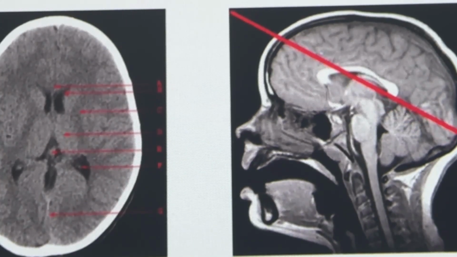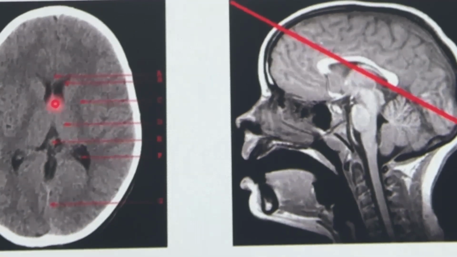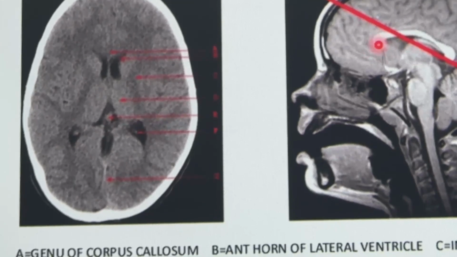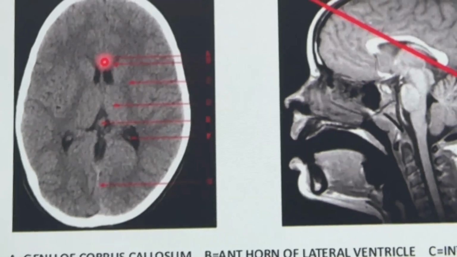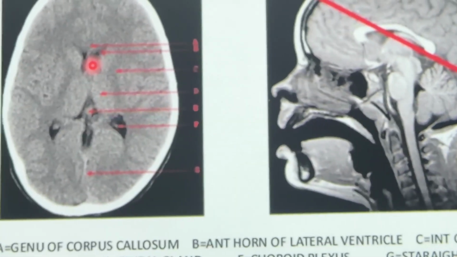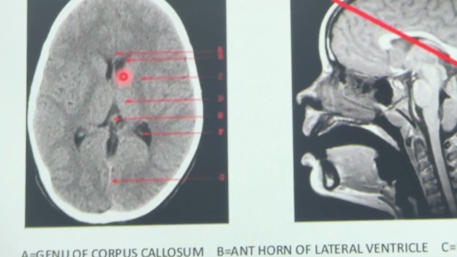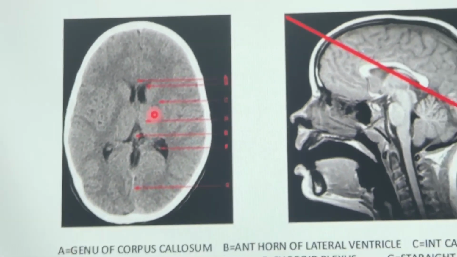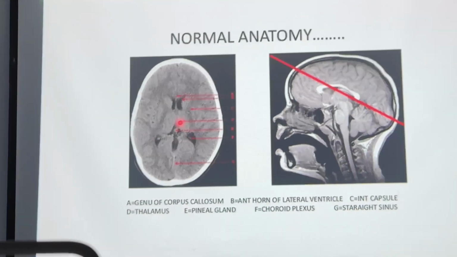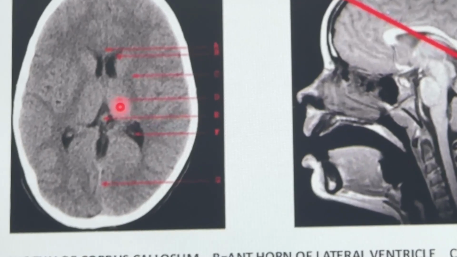This is true lateral ventricular level, starting anteriorly by the genu of the corpus callosum. This is the genu of corpus callosum, frontal horns of the lateral ventricle, anterior horn we call it. This is again the internal capsule. This is clearly the bilateral thalamus, left and right.